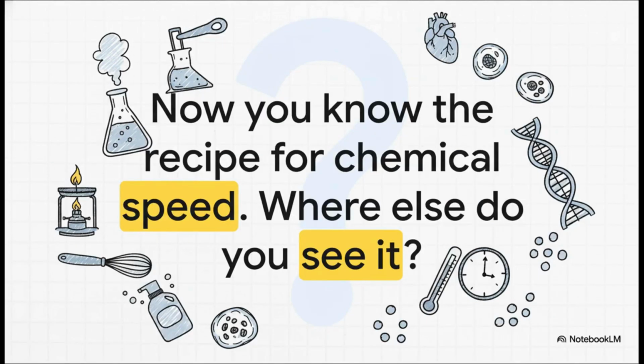Pretty cool, right? The speed of chemistry is literally everywhere. It's in the way we cook our food, how our bodies digest it, how glue dries, how paint sets. So now that you know the secrets, concentration, temperature, activation energy, and catalysts, start looking around. Where else in your life do you see this science of speed at work?